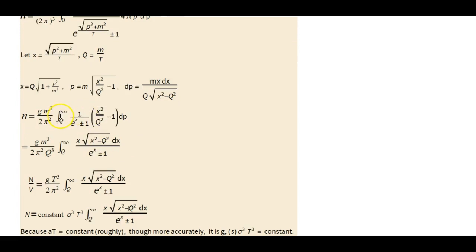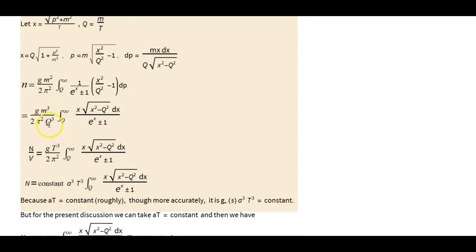And the integral goes from q to infinity. Previously, the p limits were 0 to infinity. So when p is 0, x is equal to q, and when p is infinity, x is infinity. So the integral goes from q to infinity, and the number density comes like this. It's pretty straightforward.